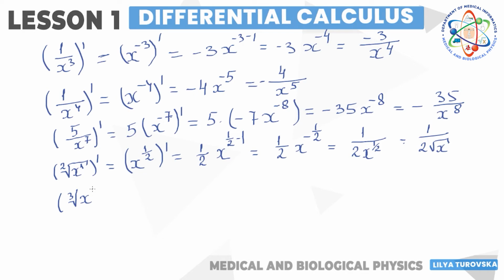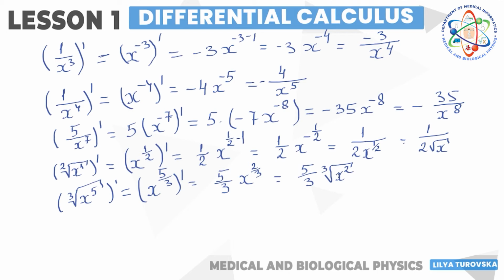The cube root of x to the 5th power. How can we rewrite it? We can rewrite it as x to the power 5 over 3. And the derivative gives us 5 over 3 x to the 5 over 3 minus 1, which is like 5 over 3 minus 3 over 3, that is 2 over 3. Or we can bring it back to radical form. We will get the cube root of x squared. This is the answer.